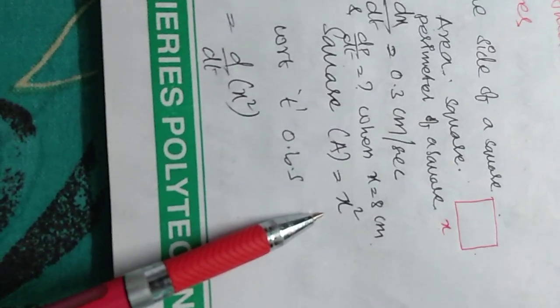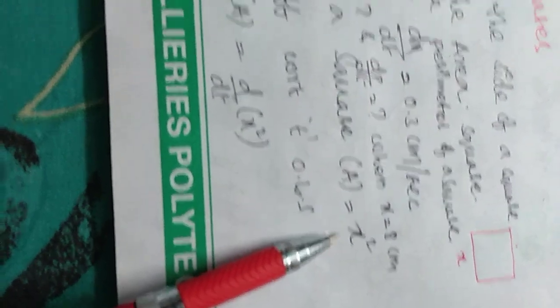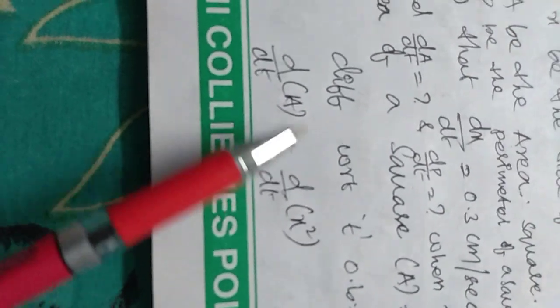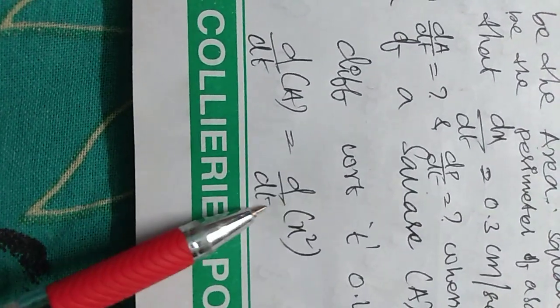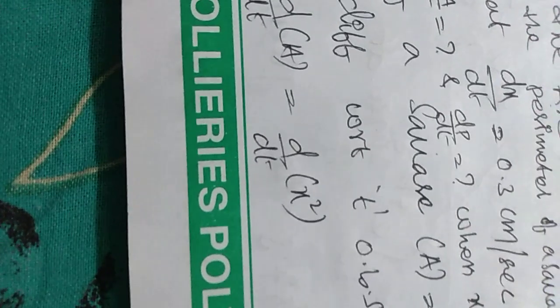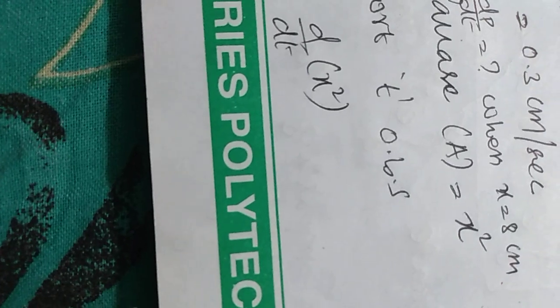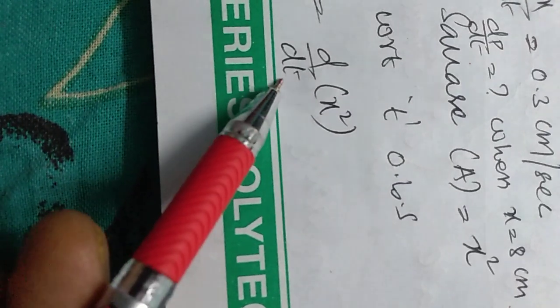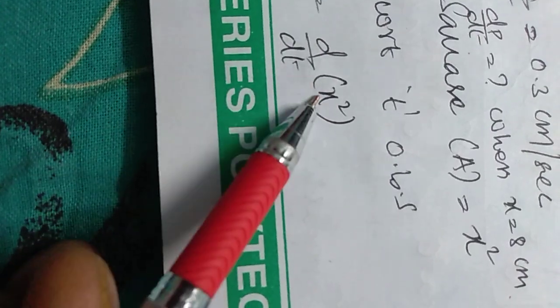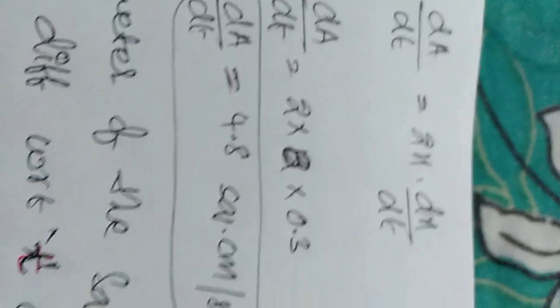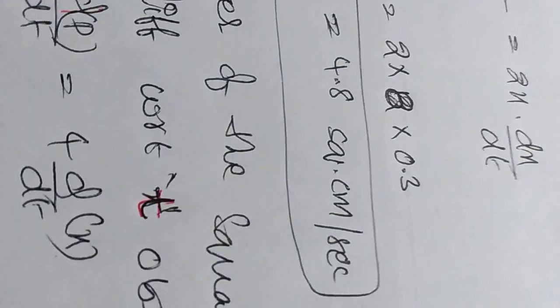Now the formula for the area of a square is side into side, or side squared, which we can write as x squared. Differentiate with respect to t on both sides. We get dA by dt is equal to d by dt of x squared. The derivative of x squared with respect to t is 2x into dx by dt.